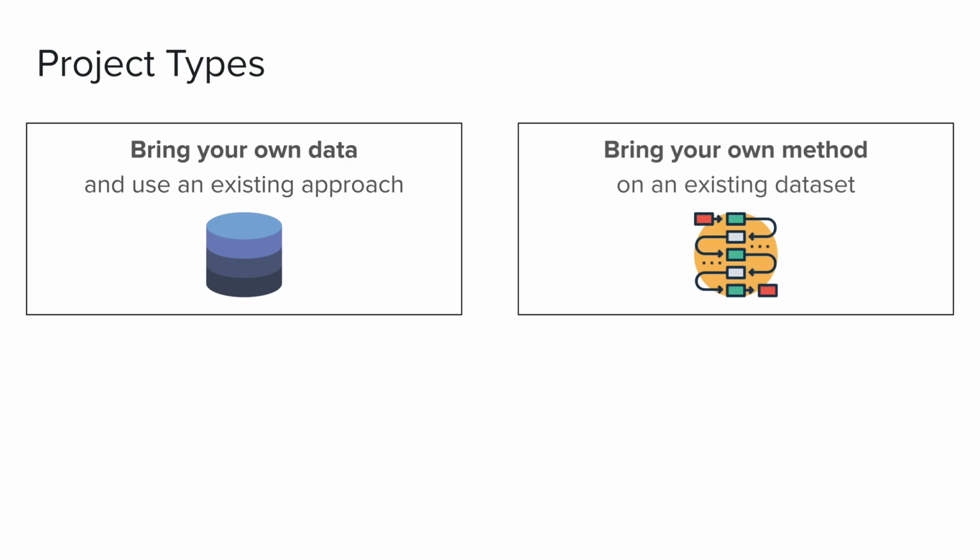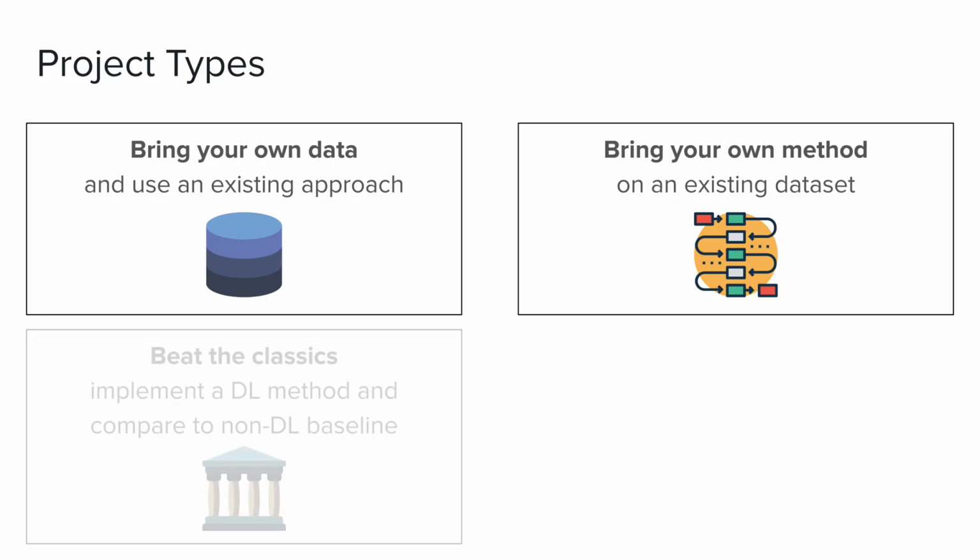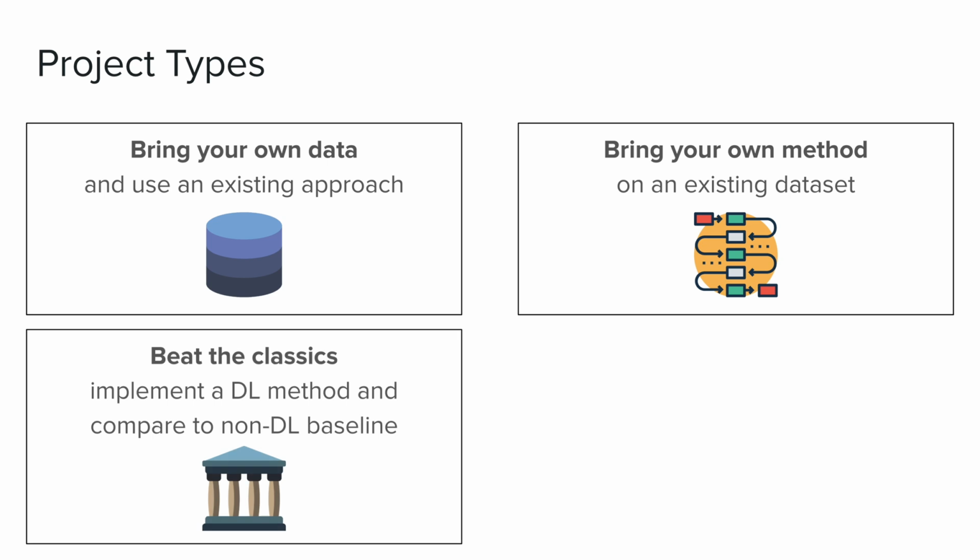Bring your own method is exactly flipped. So you would take an existing published dataset and try to come up with a method of training or solving a particular problem on this existing dataset. Beat the Classics is one of the more challenging project types, which would be implementing a deep learning method and comparing it to a non-deep learning baseline. Say you want to do line recognition in images, well, you can compare it to Hough lines and see if you can train a machine learning model to be actually better at detecting lines than a non-deep learning baseline.